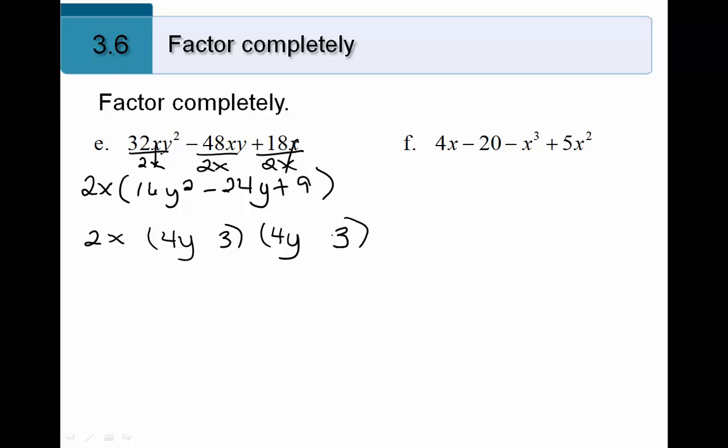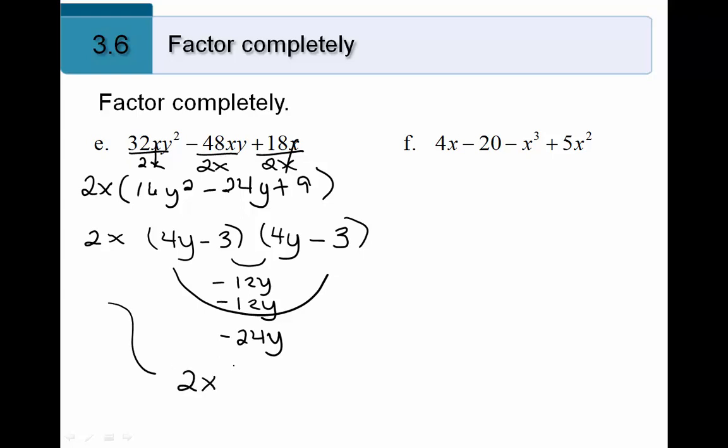So let's just check our inner and our outer. 3 times 4y is 12y, nice, and 4y times 3 is 12y. Notice we're getting 2 of those. It needs to add up to negative 24y. Great, as long as they're both negative. So let's rewrite our answer as 2x multiplied by 4y minus 3 raised to the second.